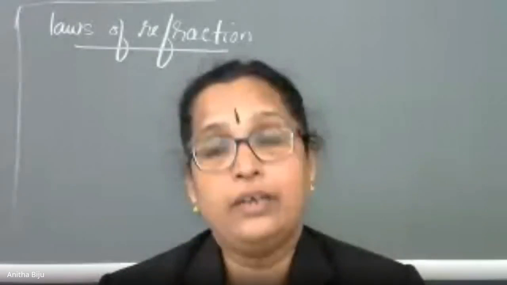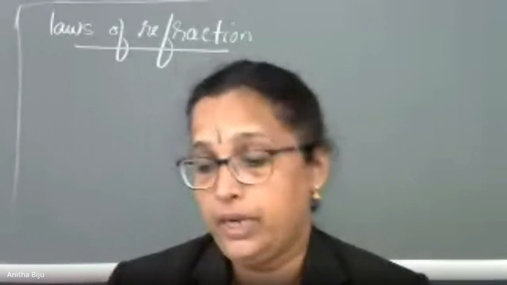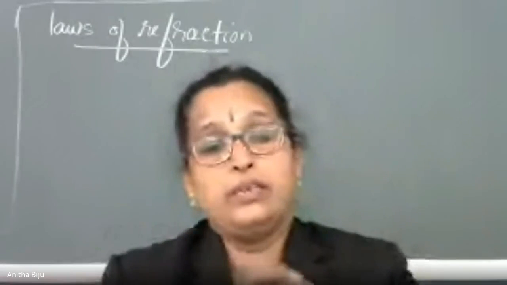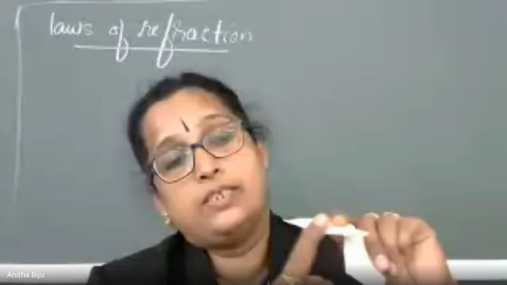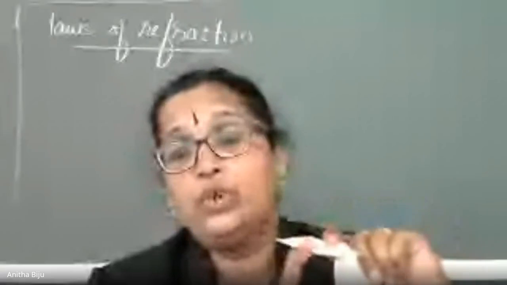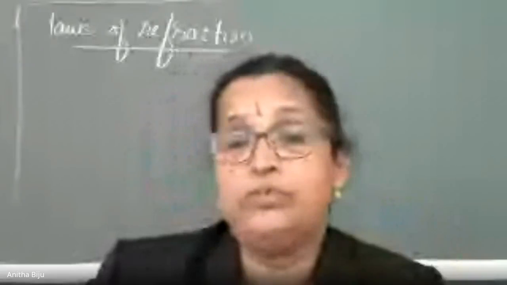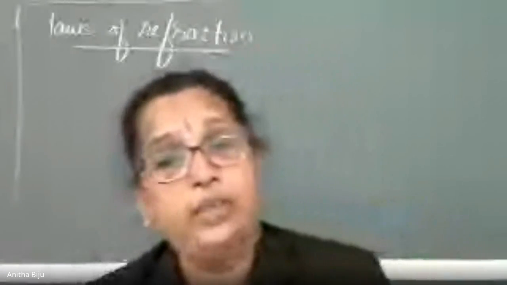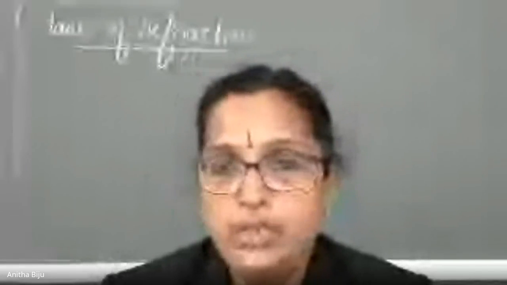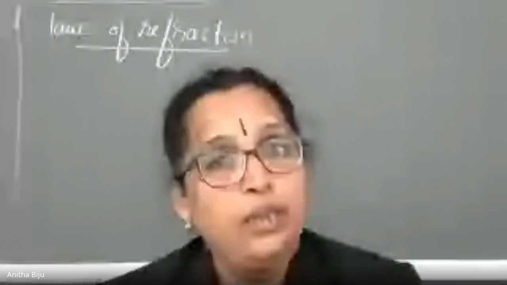The incident ray, the refracted ray, and the normal to the interface of two transparent media. What do you mean by interface of two transparent media? Suppose this is the surface at which there is a change in medium. This particular surface at the junction of two media is called the interface. The incident ray, refracted ray and normal to the interface at the point of incidence lie in the same plane. So this is the first. If you want the statement, I will give you. Wait for 1 minute.